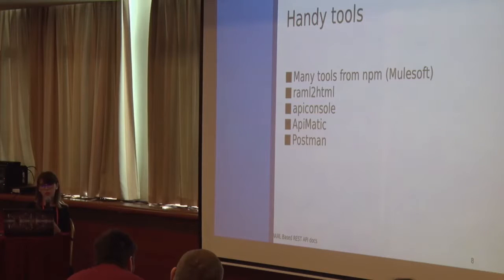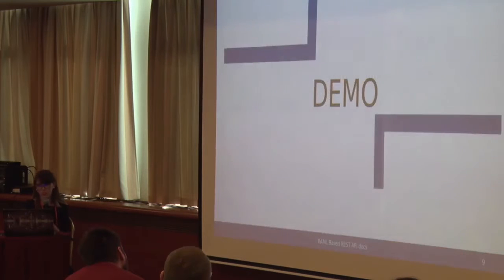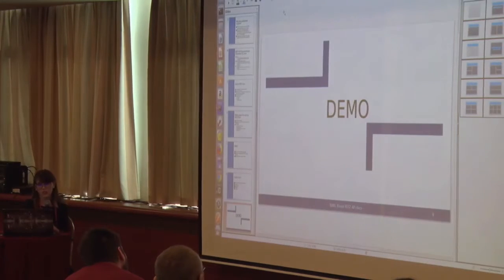There is also APIMatic. This is a tool that can be used when you want to transform your documentation into many formats. For example, you can transform it to Postman, and then you just import that zip with tests in Postman, and you can test it right away. So we can proceed to the demo where you can see how it looks.